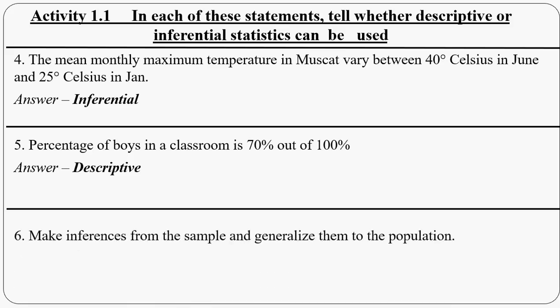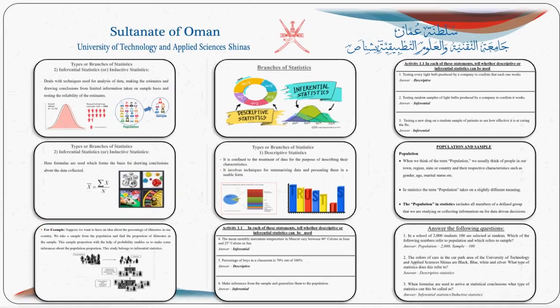Now question number 6. When you make inferences from the sample and generalize them to the population, what is this statistics called? Any guess, dear students? Yes, it is inferential statistics. So having understood the difference between descriptive and inferential, now let us move to understand what is population and sample with simple examples.